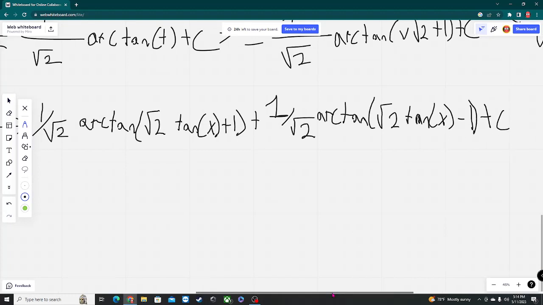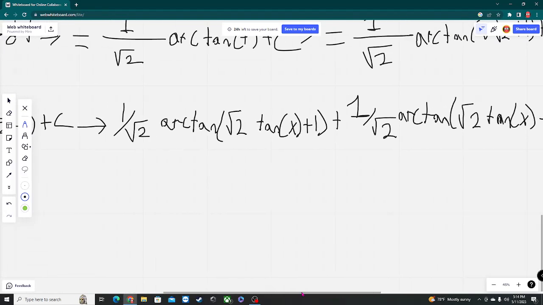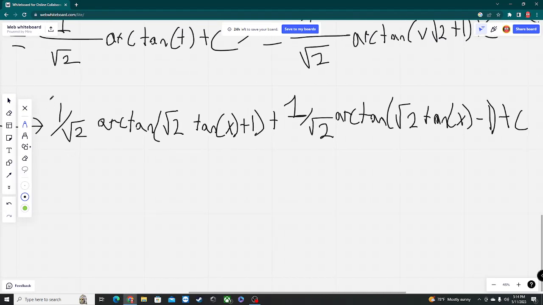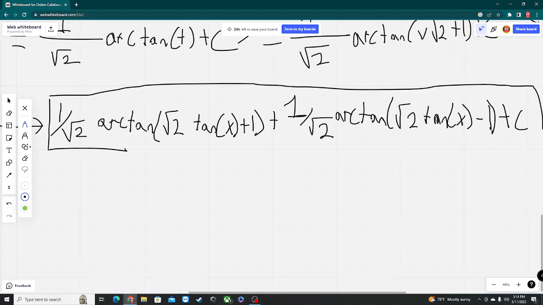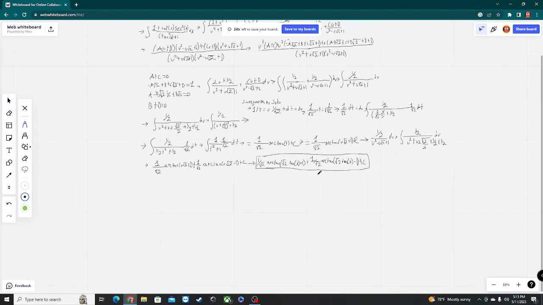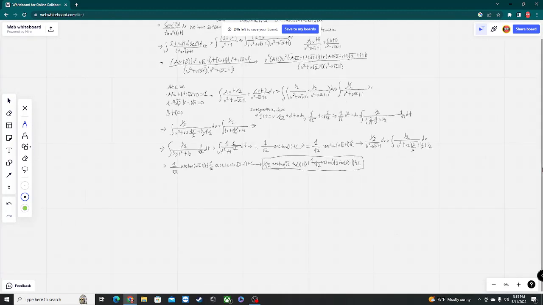That is the solution to our integral. No further simplification is needed. Oh man. This one's definitely the hardest one I've done. It's also the hardest one I've ever done myself.